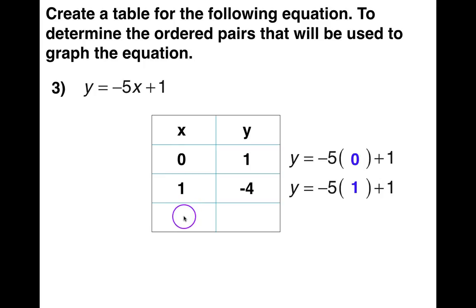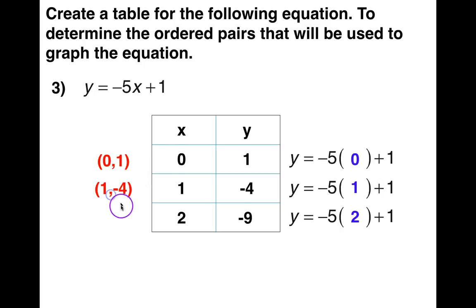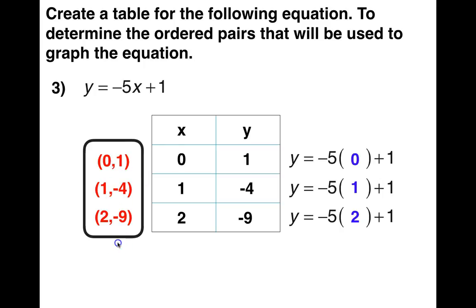The next easiest number is going to be a 2. So again, you're going to take this equation, plug in 2 for x and simplify. y equals negative 5 times 2, which is negative 10. Negative 10 plus 1 is negative 9. Now again, to answer the question, I must list the ordered pairs. The ordered pairs would be (0, 1), (1, -4), and (2, -9).